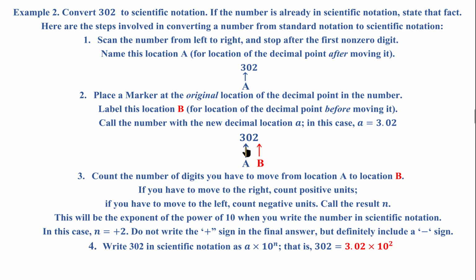How many digits did you have to move to get from A to B? 2 to the right, so that's indicated by a positive 2. So 302 is the same as 3.02 times 10 to the 2.